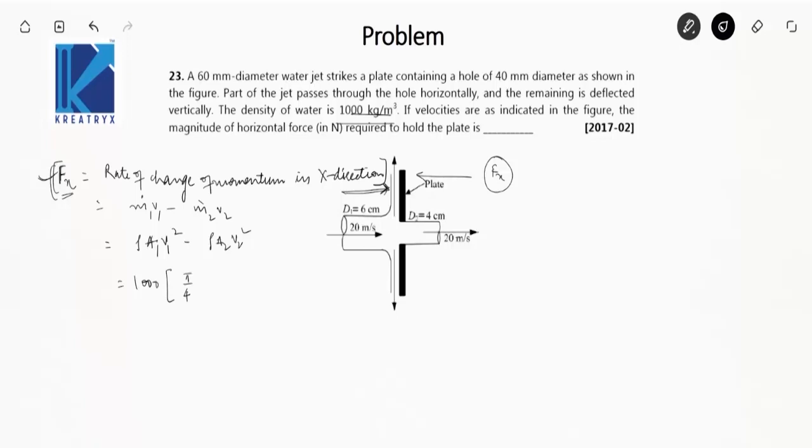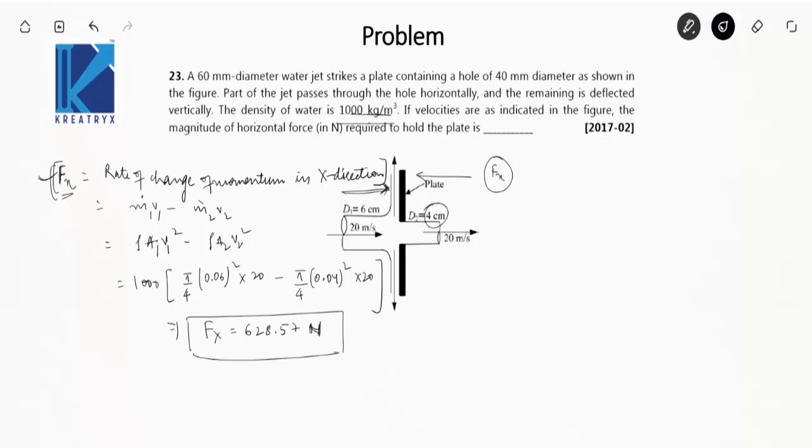What is d square? 6 centimeter, that is 0.06 meter square, into v1 which is 20, minus A2. What is A2? Pi by 4 d square, 4 centimeter, so that is 0.04 square, v2 is again 20. Solve this, you will get Fx equal to 628.57 Newton. Before filling the answer, check in which units you have to fill the answer. So that will be 628.57 Newton.